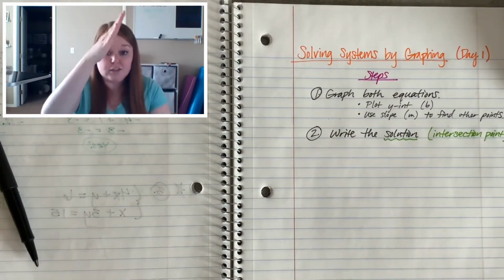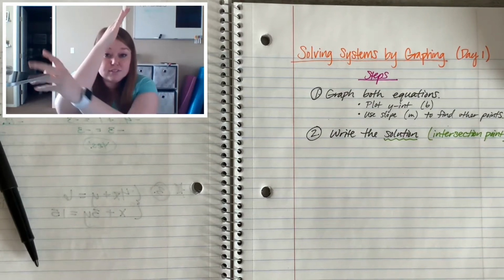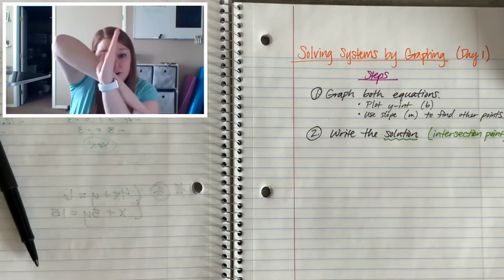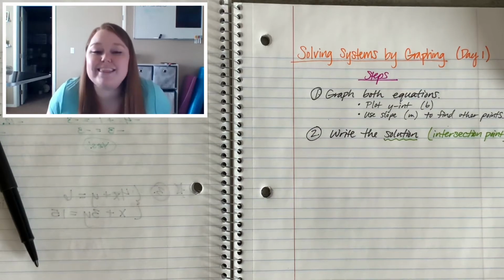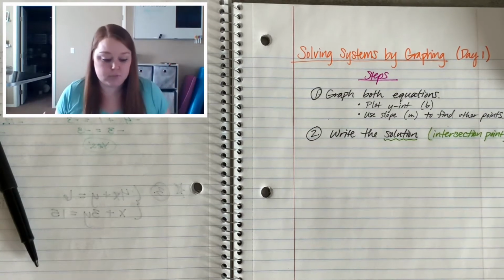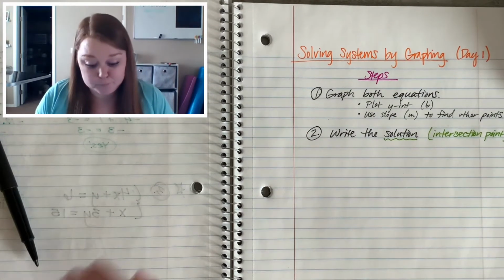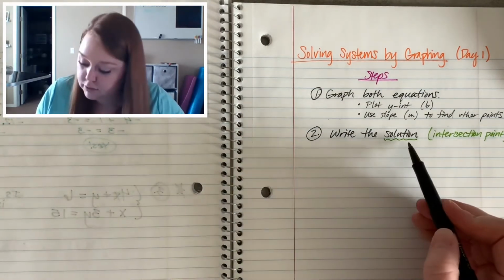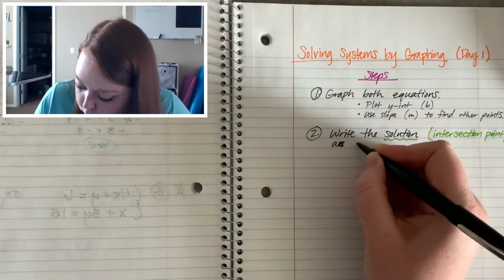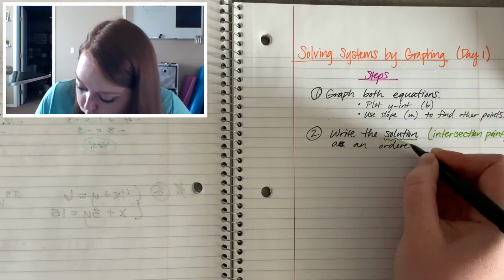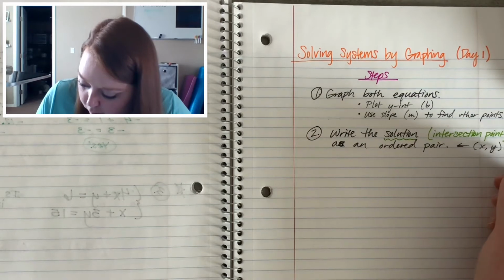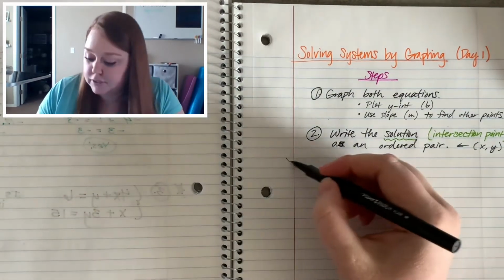So you're going to graph a line, you're going to graph another line. Wherever they intersect, wherever that point is that they cross, no matter where it's at, no matter how crazy they are, wherever they intersect, that is your solution. That's your x comma y answer, okay? Because that's where they are equal to each other. All right, so write the solution, which is your intersection point, as an ordered pair. Okay, so ordered pair is your x comma y in parentheses. Okay, so that's it for steps.